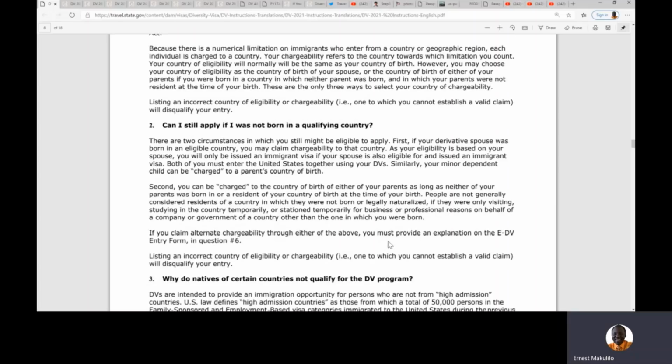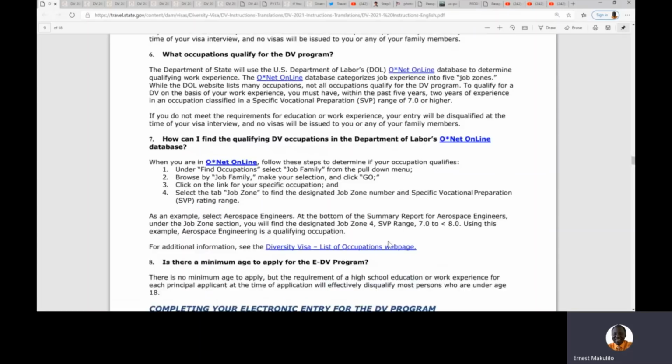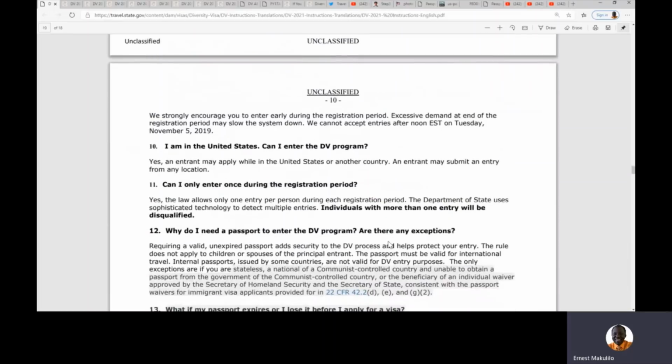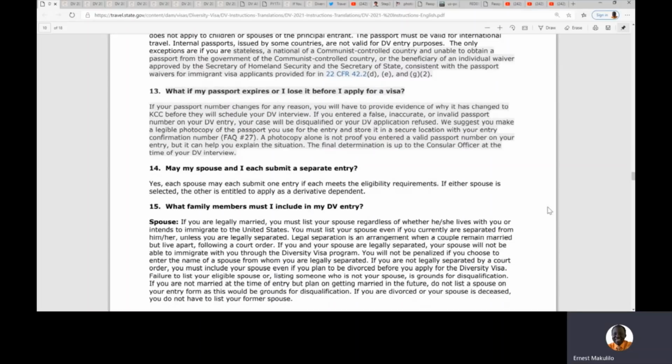Okay, so these are some of the frequently asked questions which you need to know. I'm not going to go through all of these, and I'm not going to ask you all these kinds of questions. One of the questions is, may my spouse and I submit each application separately? Yes, each spouse may submit one entry.